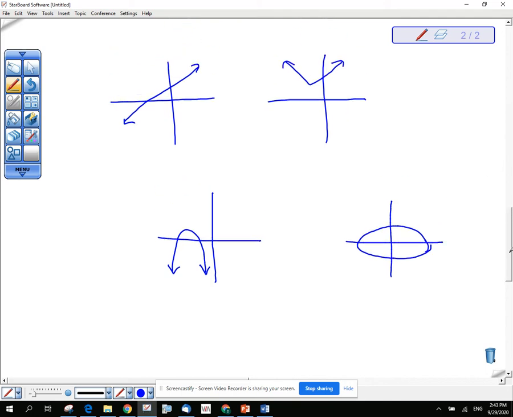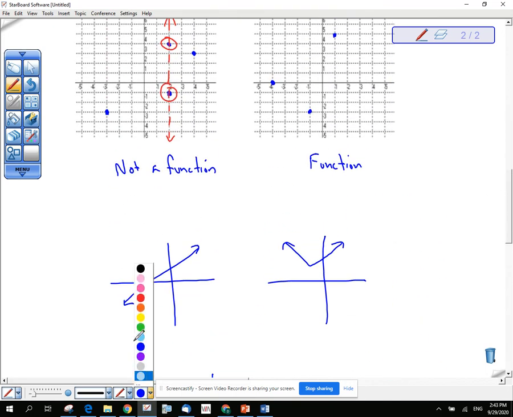And would these pass the vertical line test? Real quick. Yes, this is a function. There's no place where a vertical line passes through it more than once. And I don't mean a particular vertical line, and I don't mean the y-axis. I mean any vertical line you can come up with that would pass through that relation more than once. So this is a function. Any vertical line that you could find that would pass through this more than once?